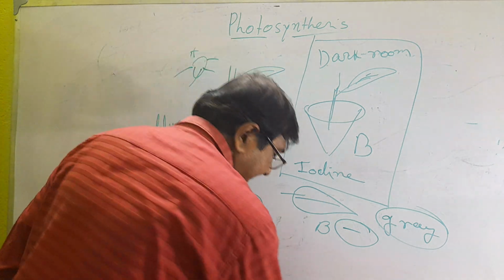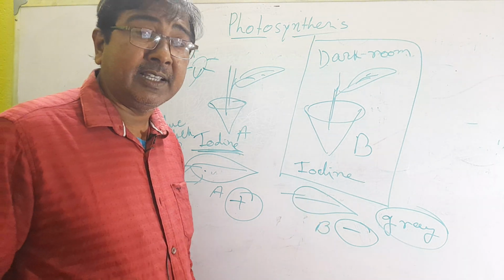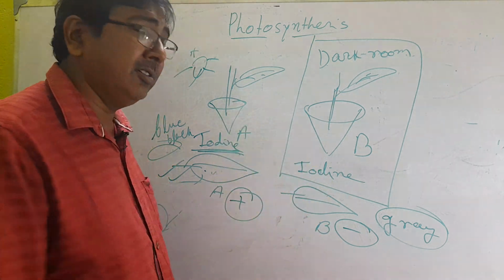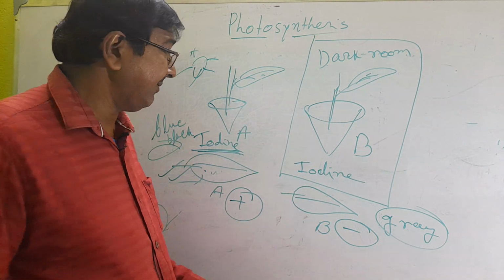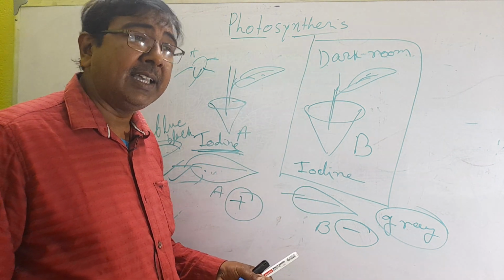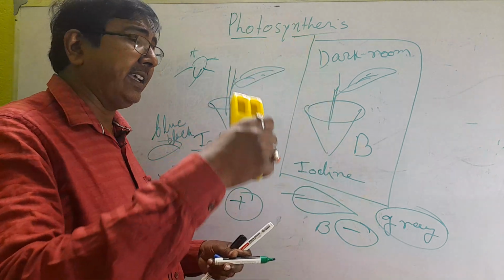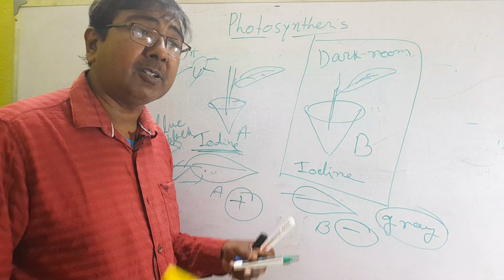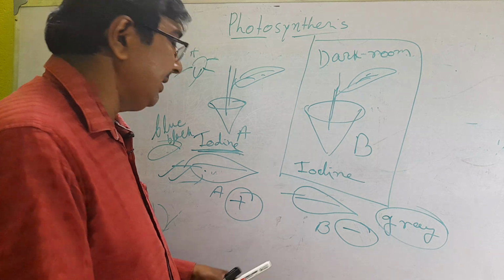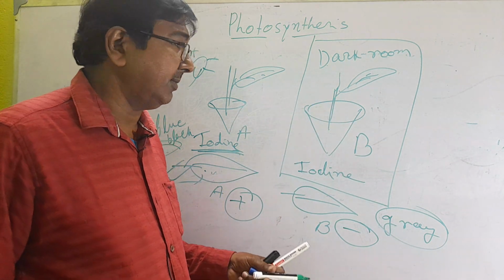And there is also another experiment: carbon dioxide is needed for photosynthesis. The process is the same. These are the first steps: pluck the leaf, then boil with water, then add methylated spirit to remove chlorophyll, then boil again with water for softening the leaf, then add iodine. This is the same process for all experiments.